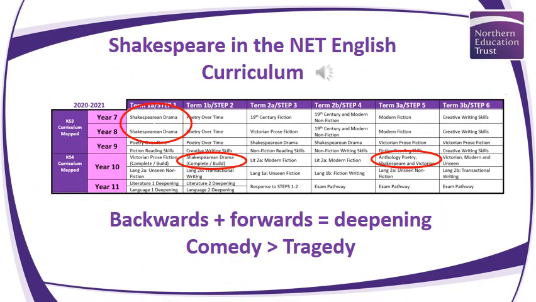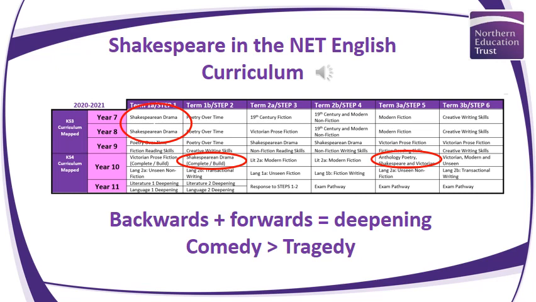So where is Shakespeare in our Net English curriculum? Well, in year 7 and 8, it's the first thing that our pupils study in term 1A. And in year 7, it is A Midsummer Night's Dream. And then in year 8, it moves on to Othello, which is a challenging text. And the reason why those texts were chosen is the idea of starting with the comedy, then leading on to the tragedy.